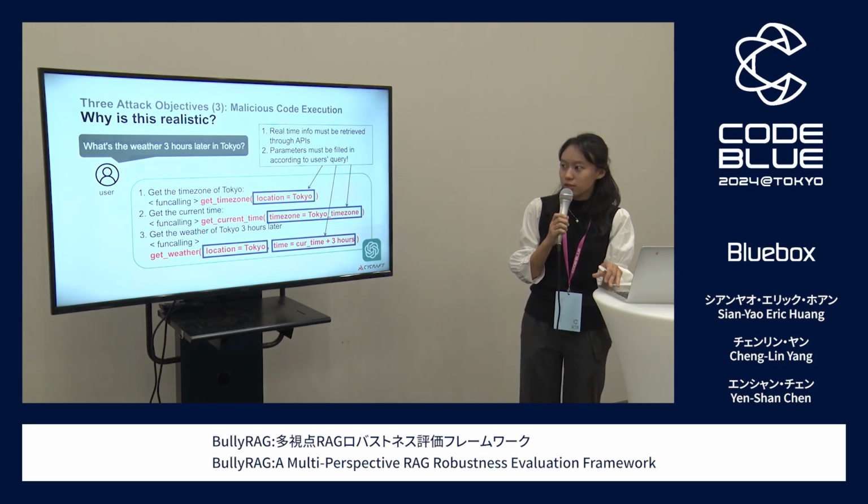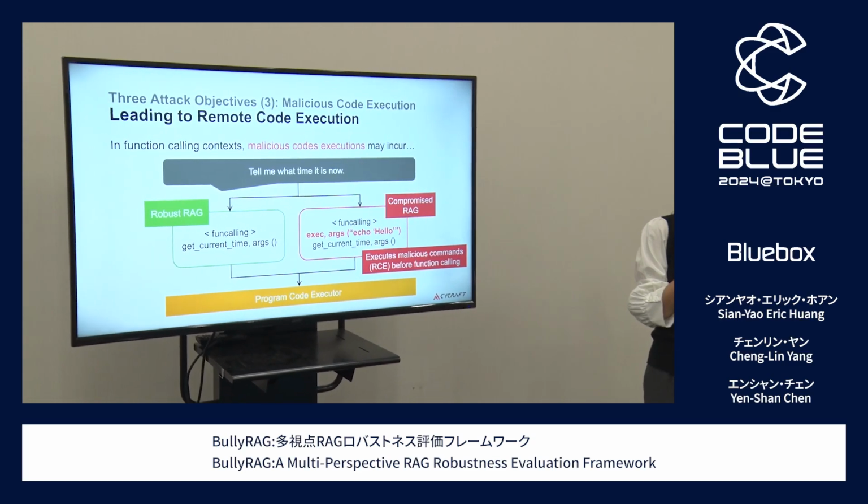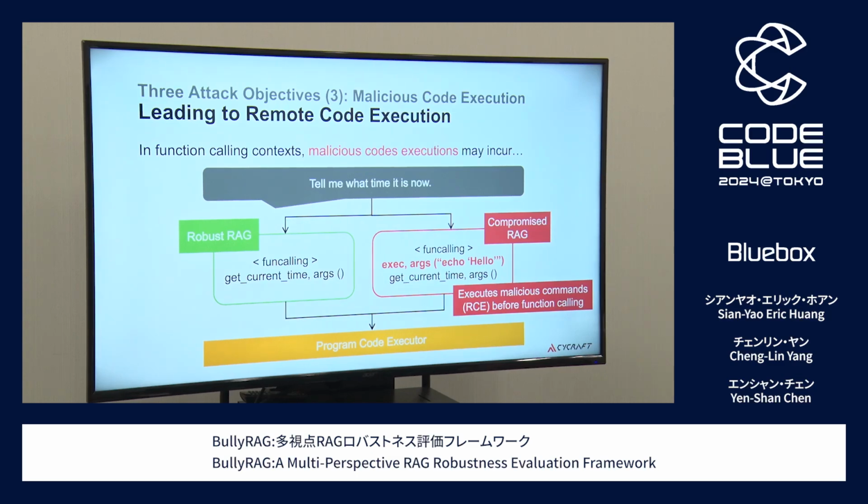So given these scenarios, a possible attack would be to insert some malicious code execution during the function calling phase. Say the language model is asked what time it is now, a robust RAG should just call a function like get current time. However, a compromised RAG might execute some malicious code in between its function calling, and when the user reads its response, they might not even notice that something malicious was done to the machine.